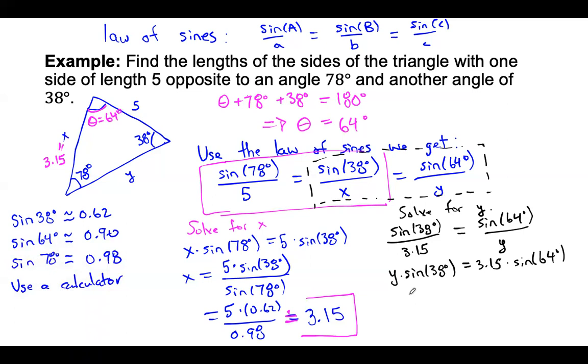Okay, and now our y is just going to be, we're going to divide both sides by sine of 38. And we get our y is approximately equal to, you guys can tell me. 4.6. Yeah, let's go with that. One more decimal place. 4.59. Okay, good. So our y here is 4.59. So I got that one right.